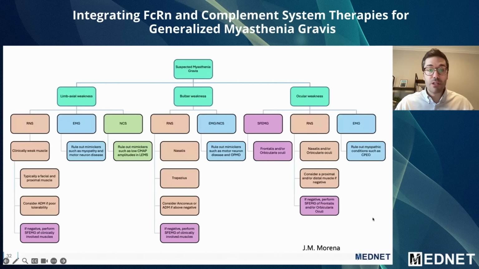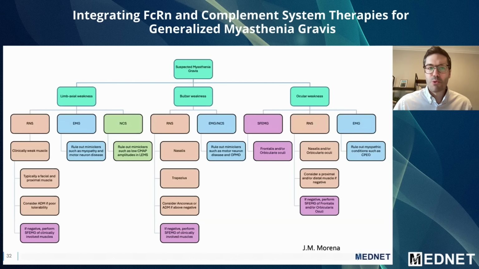In this slide, I've included an algorithm that I made, breaking down the different testing and what to consider. With myasthenia gravis, if it is a limb-axial predominant pattern of weakness, start with repetitive nerve stimulation, testing a clinically weak muscle if possible. If not, the facial and proximal muscles are going to be the highest yield. If there's poor tolerability, say if you're getting a lot of movement artifact, you could consider doing ADM. And then if negative, go on to single fiber EMG if you have high clinical suspicion.